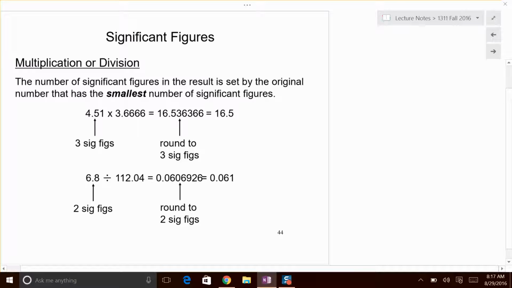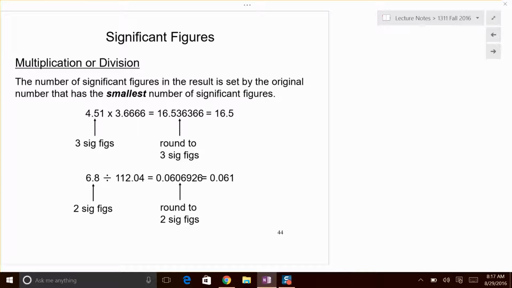Multiplication and division is easier because all I have to do is find the number in the calculation that has the least number of significant digits in it, and that's what I report my answer in. So here I have 3 significant digits. Here I have 1, 2, 3, 4, 5. What do I report my answer in? Well, I report it in 3 significant digits. So my answer will be 16.5. Even though this is to 2 decimal places, my answer is only to 3 significant digits.